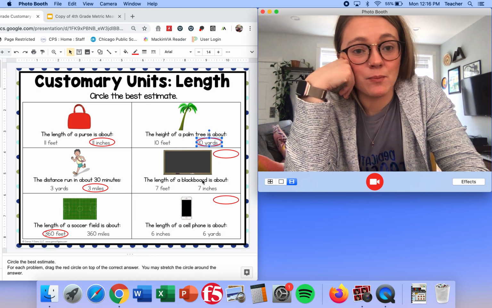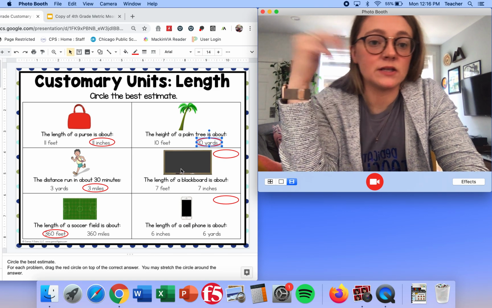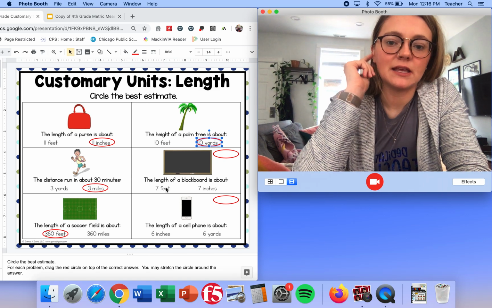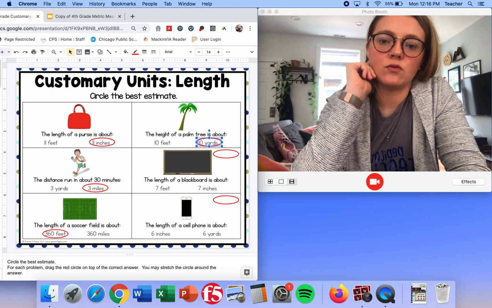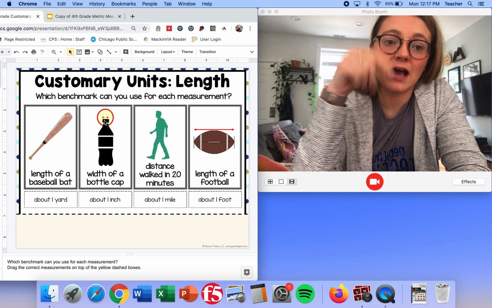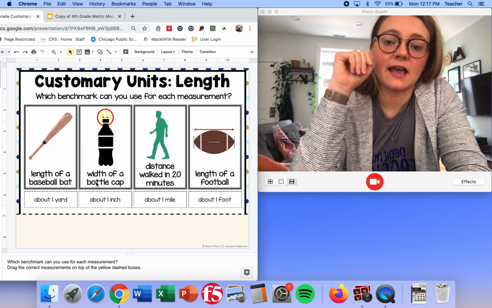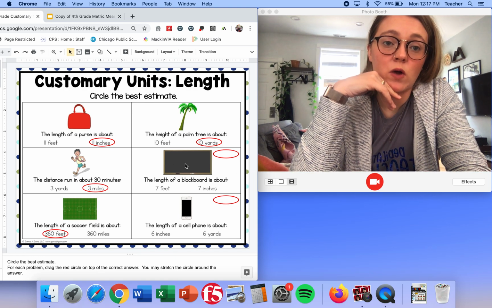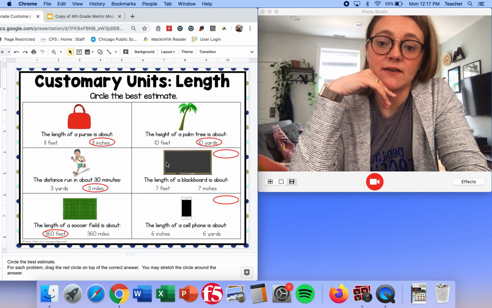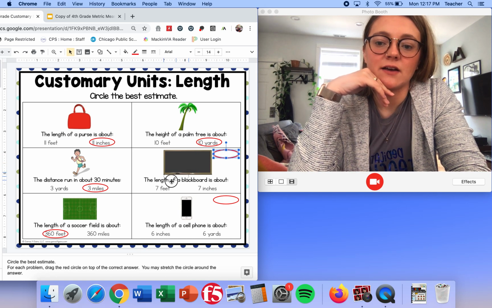The length of a blackboard, or like a dry erase board at our school, the ones that are up in front of the classroom, is that 7 feet or 7 inches? So would you say that it is 7 little bottle caps, or would you say it is 7 footballs across? Our whiteboard at school, would you say it's 7 little bottle caps or 7 footballs? I would say 7 footballs.